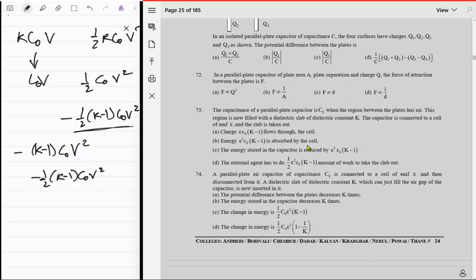So half (K minus 1) C naught V square work was done on the cell extra, so it must have absorbed it. So the energy stored in the capacitor is reduced by this, and the external agent has to do this much amount of work to take the slab out. Well, that explains it. Yes, that does explain it, so D looks correct, because we are assuming that the work done by the cell is just Q times V. That is the thing: the energy lost by the cell or absorbed by the cell is in fact this. So B is correct and D is also correct, so we have to do work.